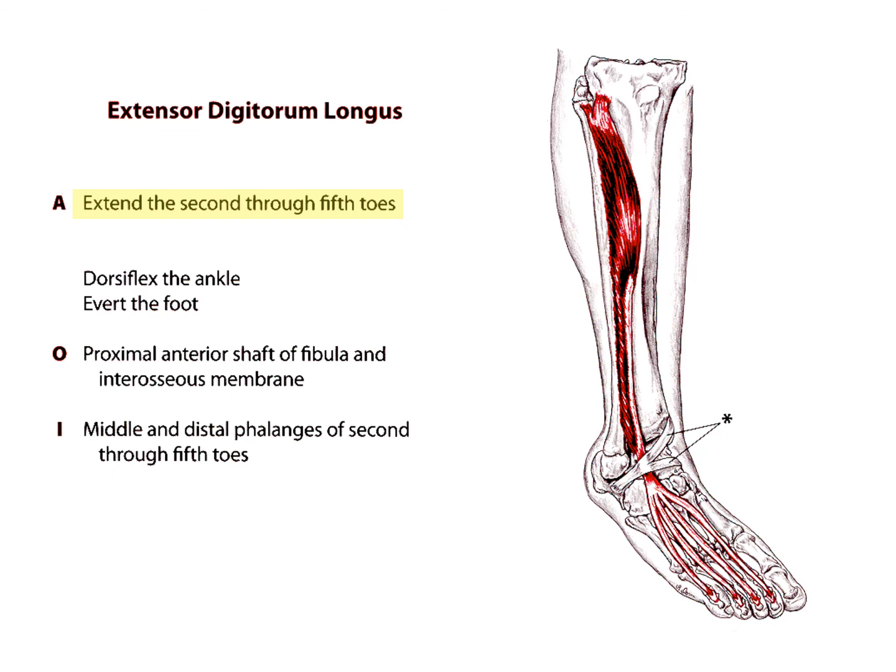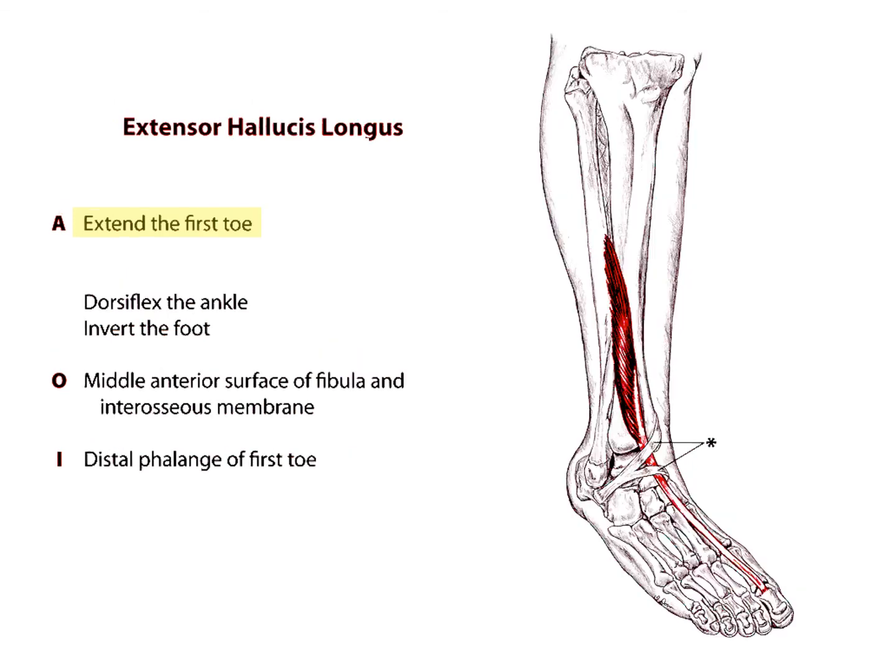The extensor digitorum longus, previously shown to assist with ankle dorsiflexion and eversion, has the major function to extend the 2nd through 5th toes. The extensor hallucis longus, previously shown to assist with ankle dorsiflexion and inversion, has the major function to extend the big toe.